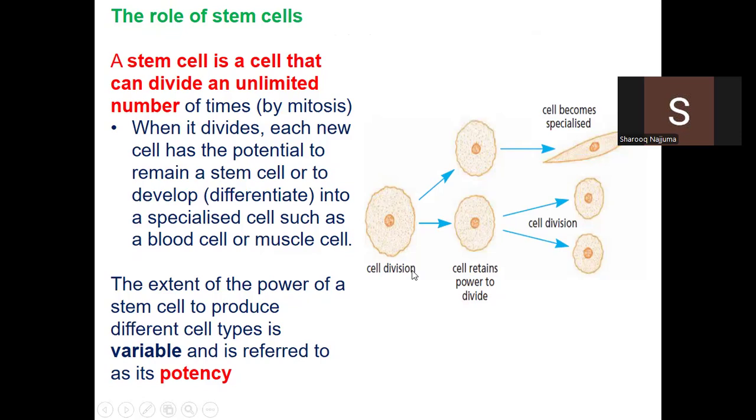So that is what a stem cell is. Its role is to simply divide by mitosis, giving rise to other cells. Now, these stem cells, when you look at them, they have different powers as far as division is concerned. So the power of a stem cell to produce different types of cell is variable and is referred to as its potency.